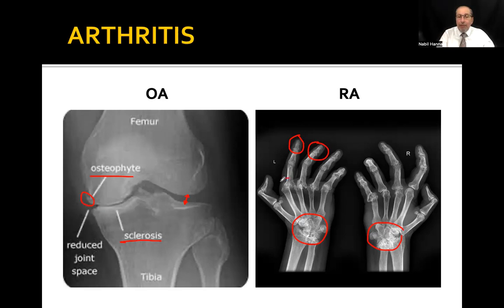Look at the metacarpophalangeal joints, obviously deformed, very obviously deformed. These knuckles, rheumatoid arthritis prefers these metacarpophalangeal joints.